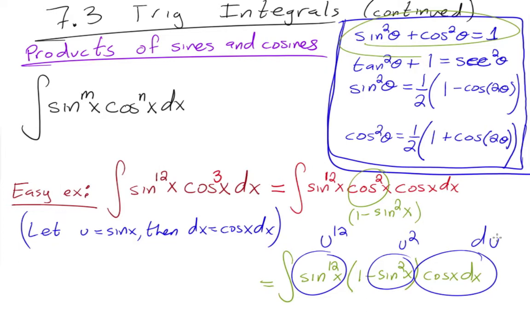Finish off the integral. Distribute, right? So you distribute the u to the 12th times 1, and then u to the 12th times u squared. So you'd have u to the 12th minus u to the 14th, and then you can find the antiderivative. Go back, right? Does that make sense, the idea?